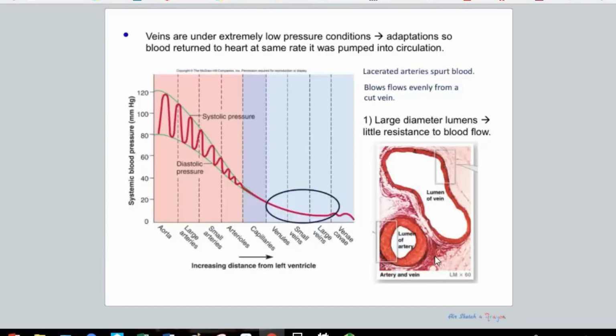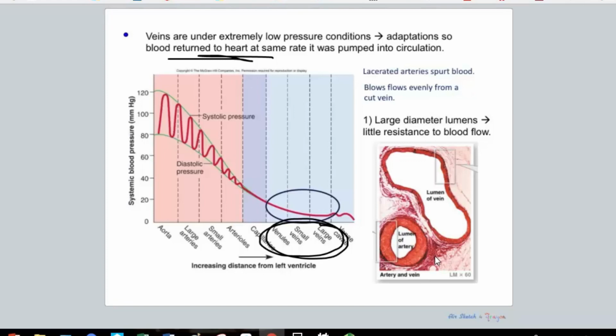Now here we're looking at systemic blood pressure. And here we have the aorta, and the aorta, not surprisingly, is under the highest pressure. This is systolic pressure, this is diastolic pressure right there. And then as you travel further away from the heart, the pressure in these vessels goes way down. And so by the time you get to the venous system, we're under extremely low pressure here. And that's a problem because we need to return this blood to the heart. Okay, and if it's under low pressure, then it's going to have trouble doing that.